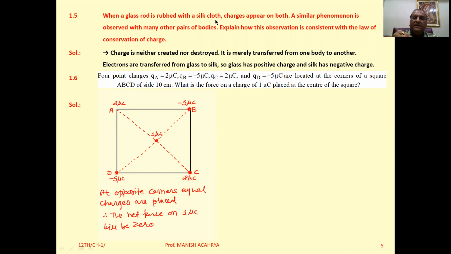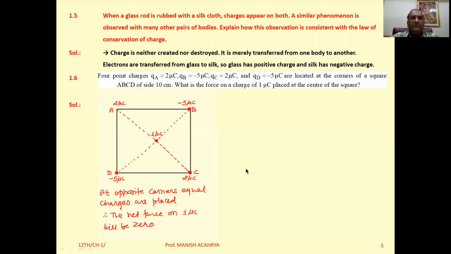But here, the amount of positive charge deposited on the glass rod and the amount of negative charge deposited on the silk cloth will be the same. And due to that, before the process and after the process, the net charge remains the same. And this particular fact is conservation of charge. Okay, so this phenomenon is consistent with the law of conservation of charge. Clear to all of you?